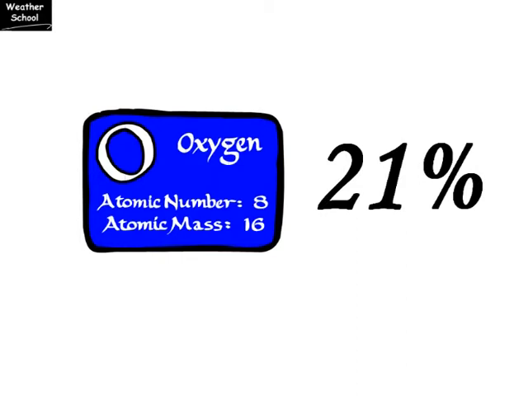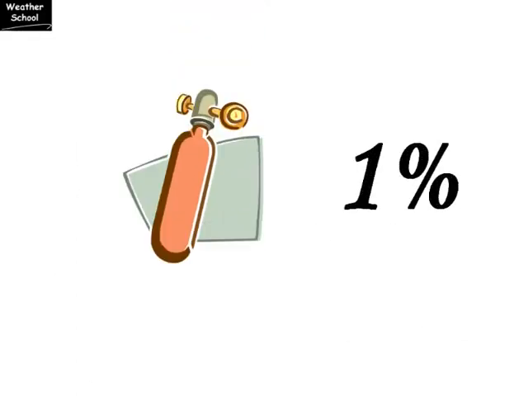Next is oxygen. That accounts for 21% of the total volume of gas in the atmosphere. Other gases make up the remaining 1% of the atmosphere. These gases include argon, neon, helium, methane, krypton, hydrogen, and probably most famously of all, carbon dioxide or CO2.